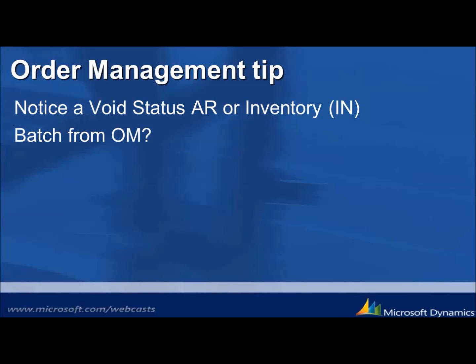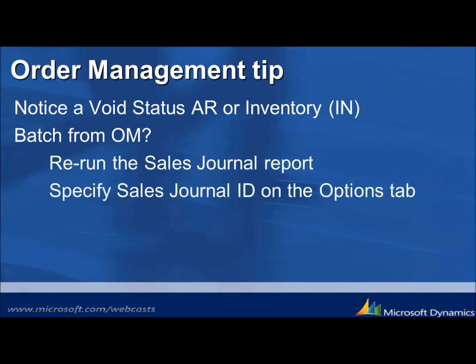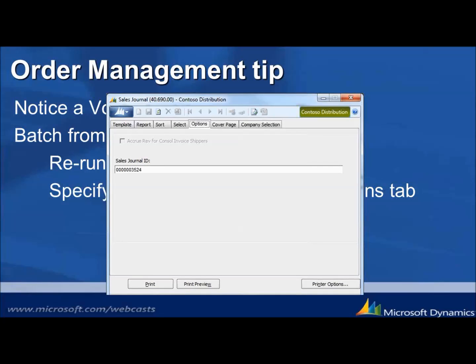All you've got to do is notice which invoices you're missing, because you want to get paid by those customers, I'm assuming. So all you've got to do is go back to one of the shippers, find the sales journal ID for one of those shippers on the other information tab of the shipper, and then rerun the sales journal. And on the options tab of the sales journal, all you have to do is specify that sales journal ID in the sales journal ID field. And again, you can see I've got leading zeros there. It's got to be 10 digits, so include all leading zeros.